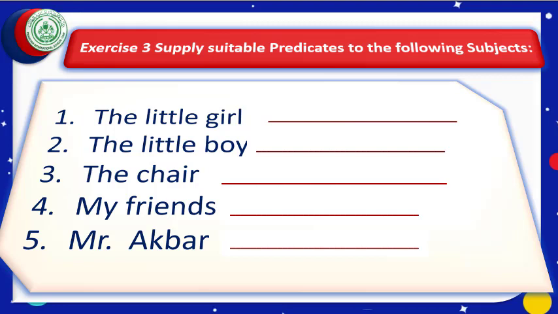Let us start it. The little girl is very beautiful. Singular subject. What do we have to keep in our mind? That is, with singular subject, we shall write here singular verb. Let us do the next one.